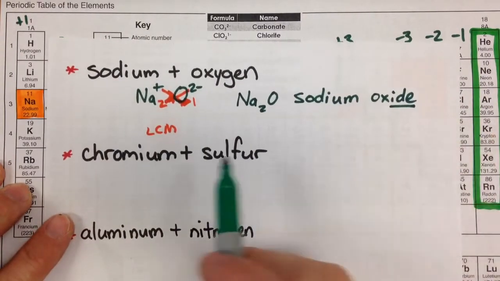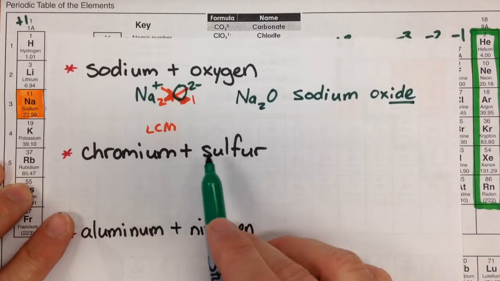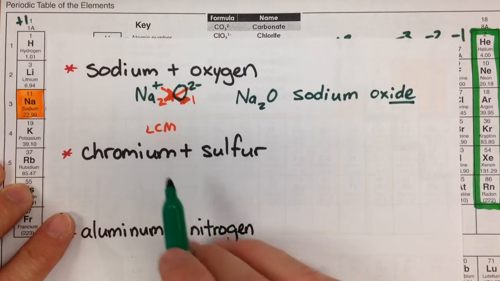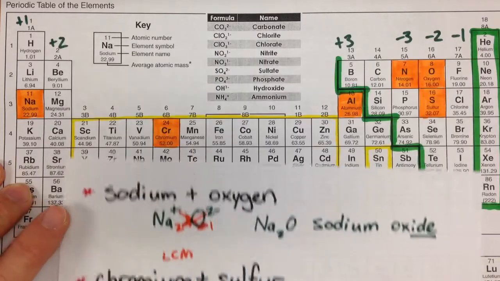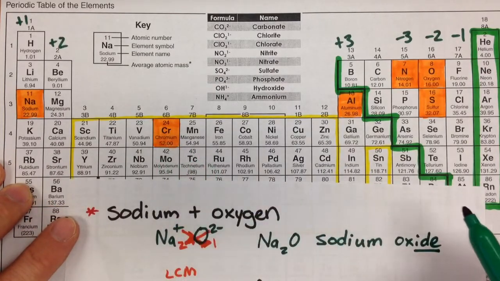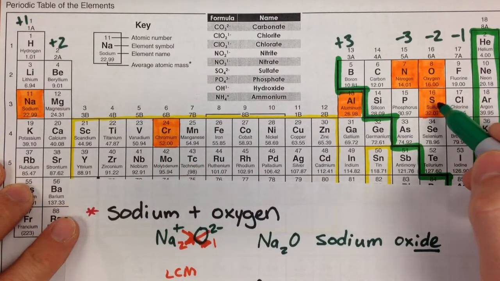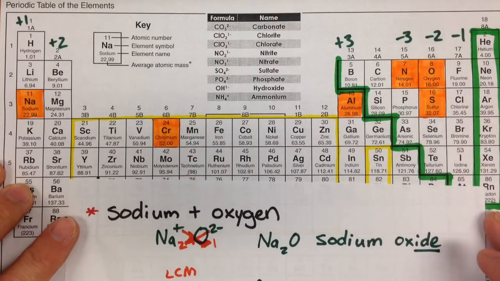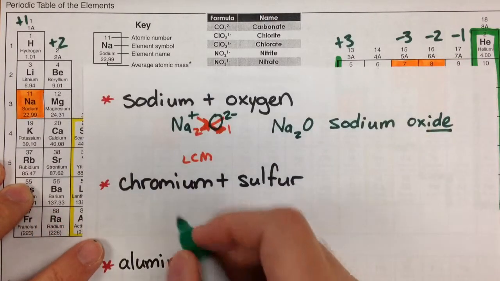Next, let's take a look at this compound, chromium and sulfur. Well, chromium is Cr in the center of the periodic table. Sulfur is over here forming a -2 charge. So I'm going to go ahead and start writing it.